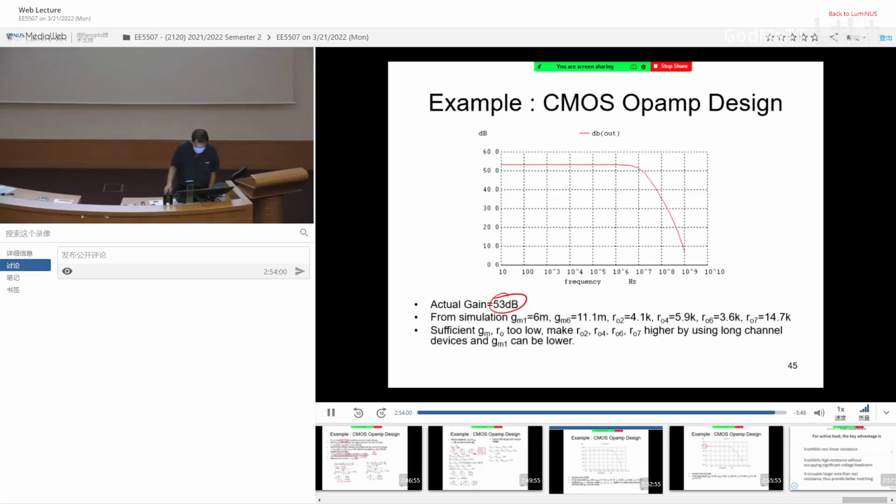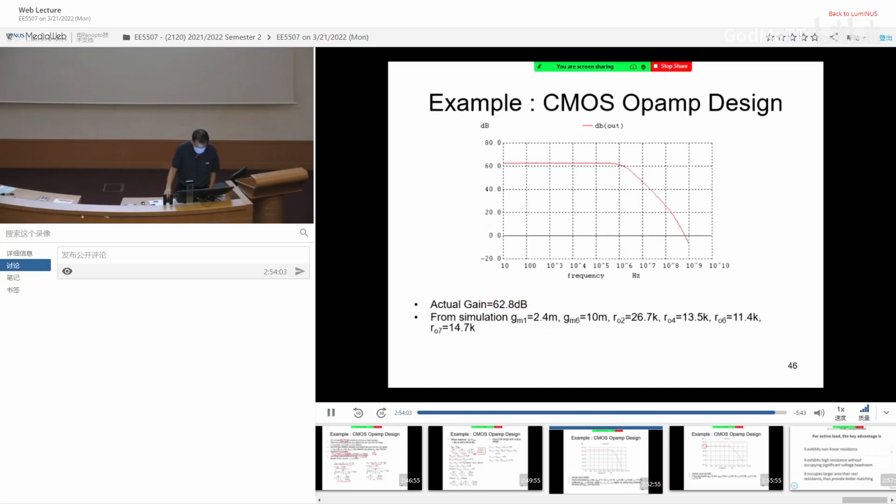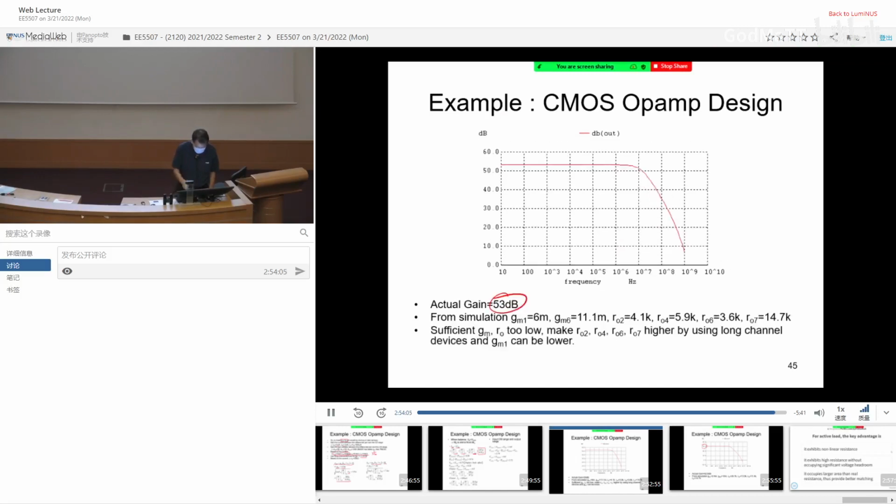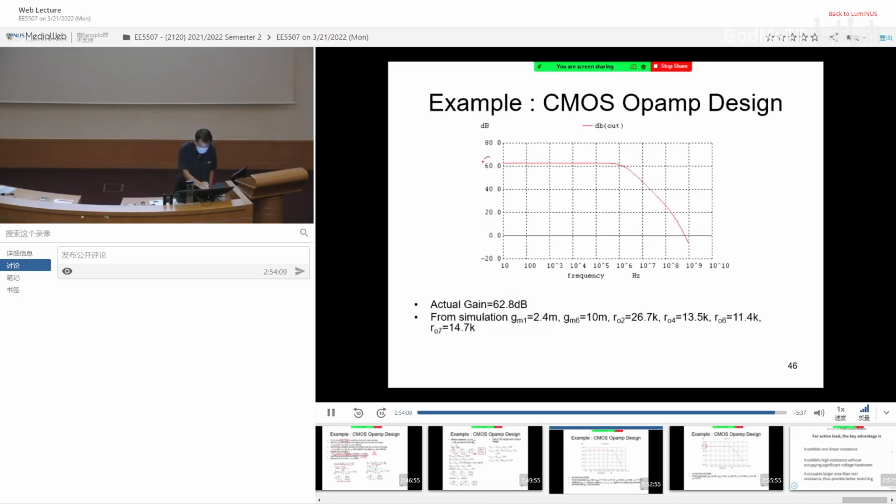Okay? So I redesigned some of the things. Eventually, I can actually reach more than 60 dB. Okay? This is the final result. So, sorry for a bit of a rush for today's lecture, but I hope you get some idea.